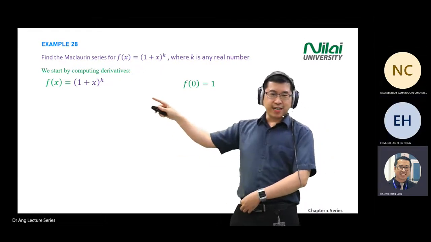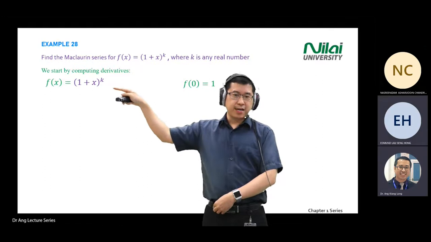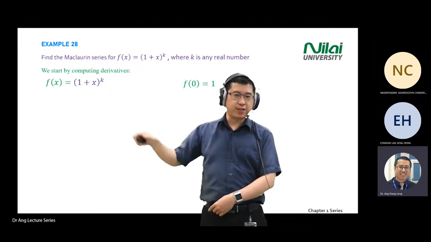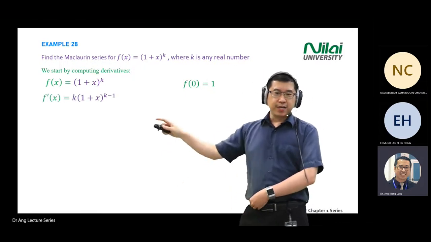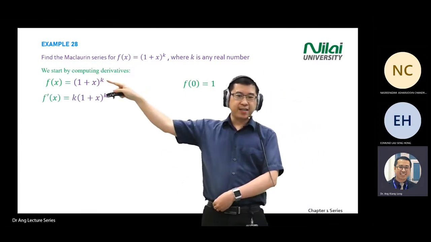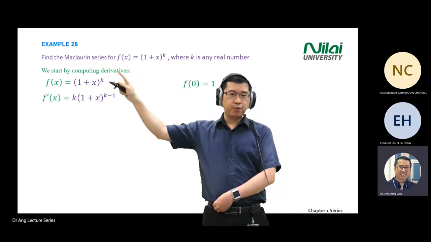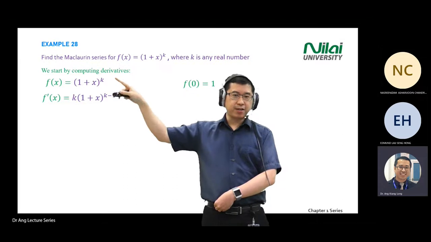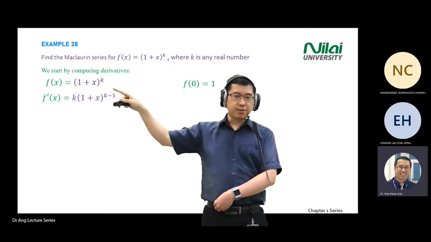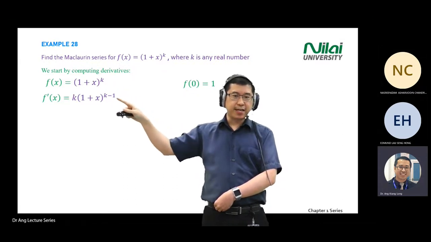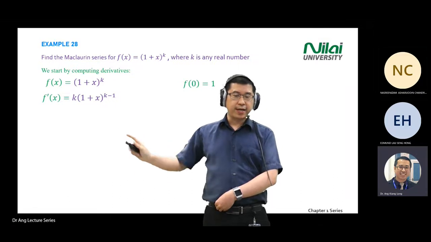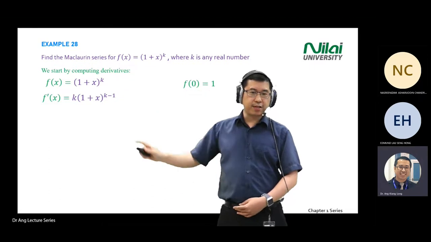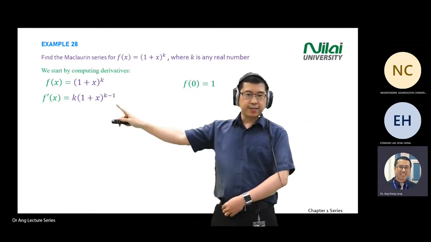Okay, I will not torture you, so I will give you the answer, but as your homework, you have to revisit how to do differentiation of this kind of question. You pull the k to the front, because with x power something, you always pull the k to the front. You get k times (1 plus x) power k minus 1. See how you get that?